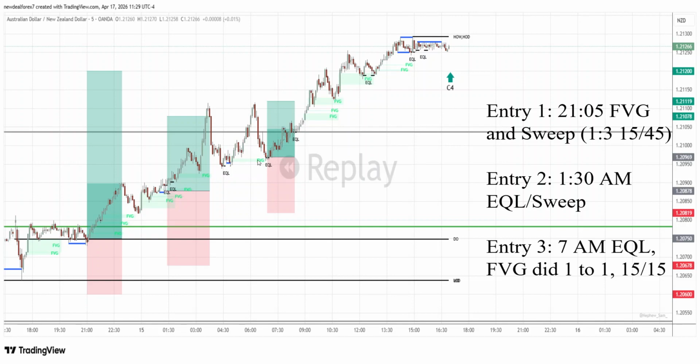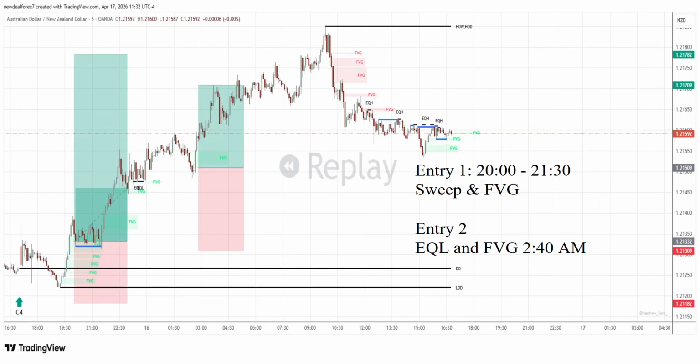And then lastly, had equal lows right here and a fair value gap at 7 a.m. So that right there, anticipating the breakout to the upside. But this one I did a 15 pip stop loss, 15 pip take profit, because it is above the middle of the range. So those I try to be a little more careful on, because there's no guarantee the price is going to break out of the range high. But in this case, it did.